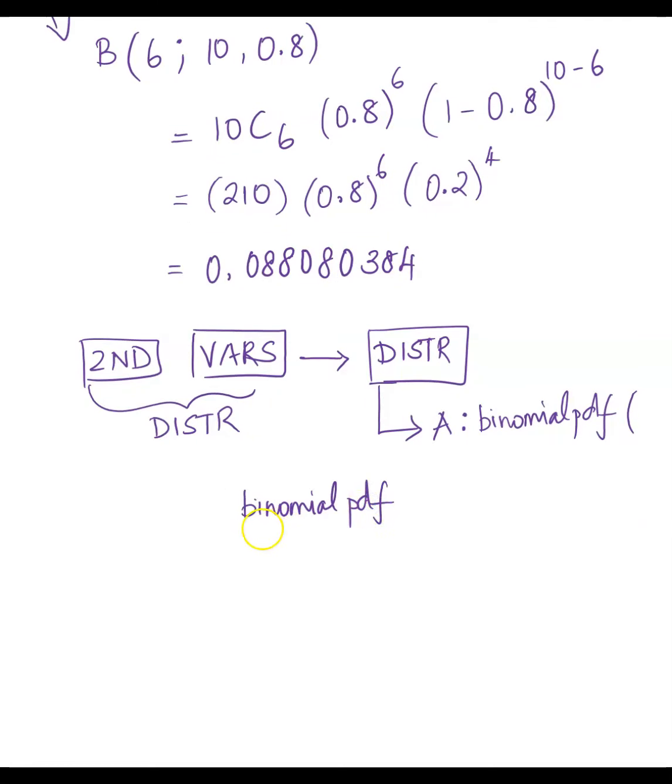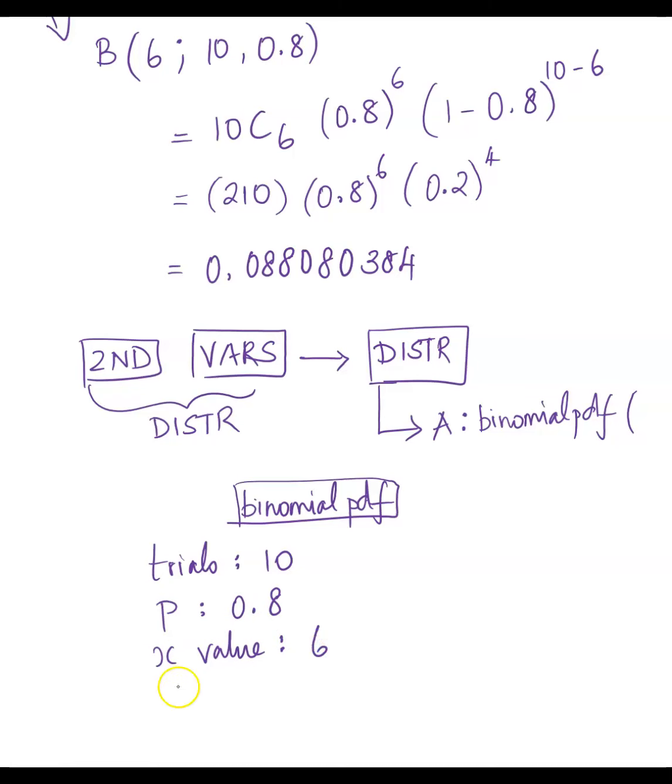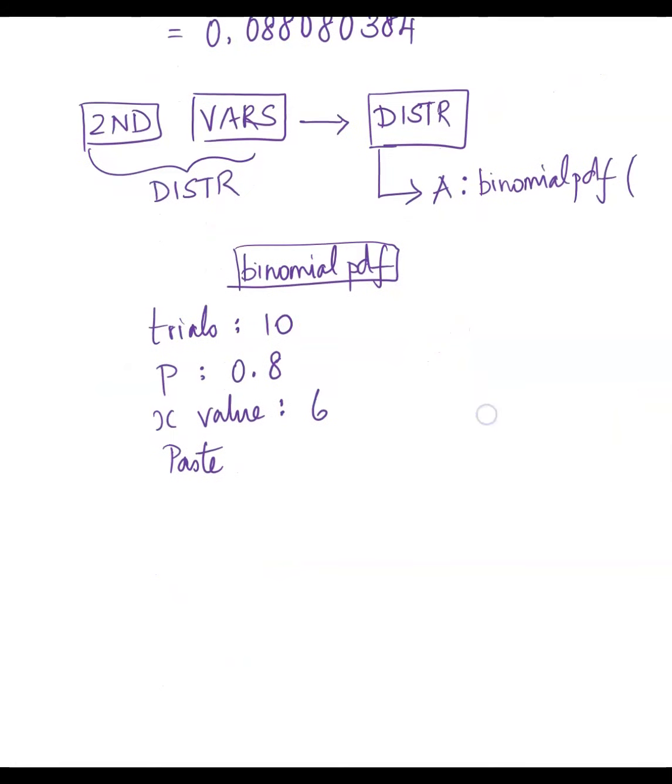You want to check that, right? It looks like this, and then it says trials. So please enter 10 there. Then it says P, enter 0.8, and it says X value, and that's your X, which is 6. And then it says paste, right? So you just keep hitting enter each time to enter the values, and then hit paste, and then it opens up in a new screen.